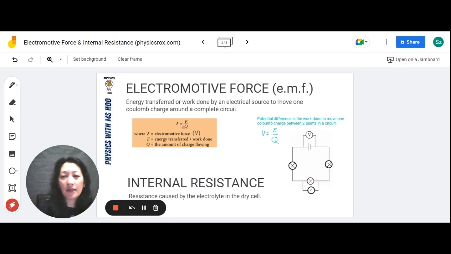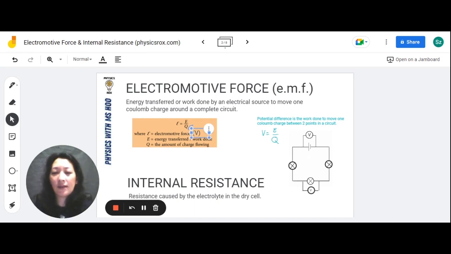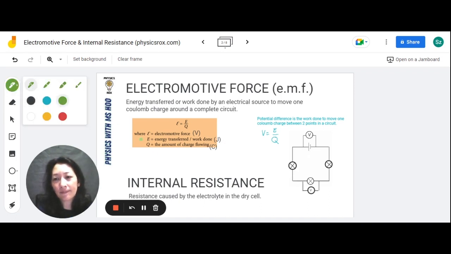This formula, because I took it from one of the textbooks, doesn't have the units written, so I'm just going to add the units here. Energy transferred or work done is measured in joules, while charge is measured in coulomb. So this also means that volts is essentially joules per coulomb.